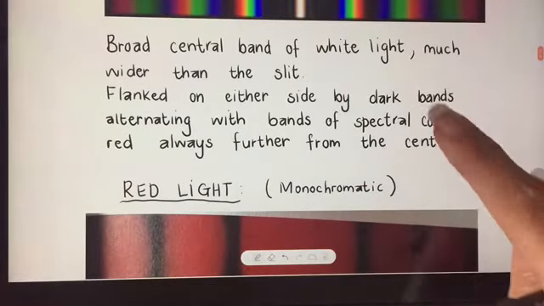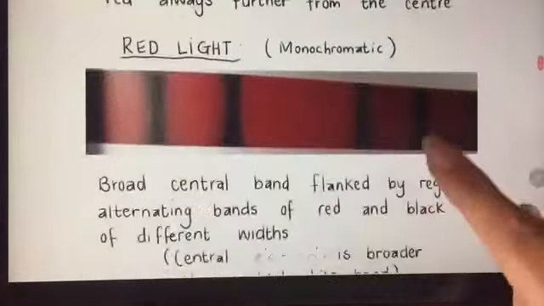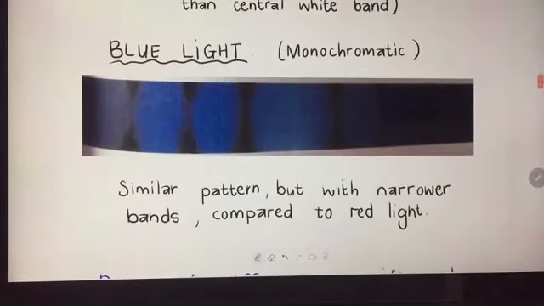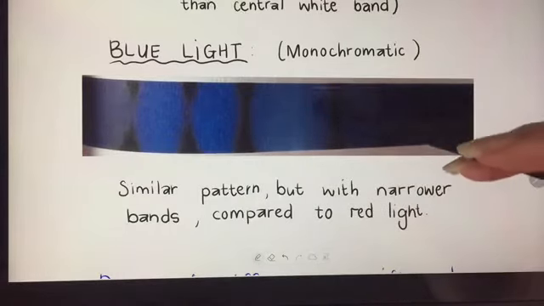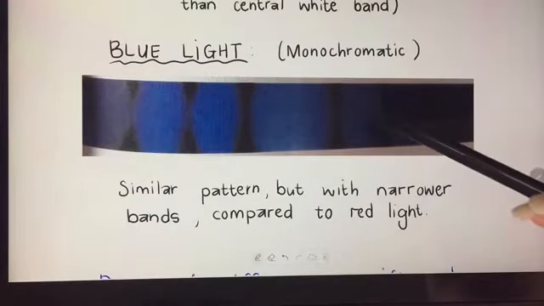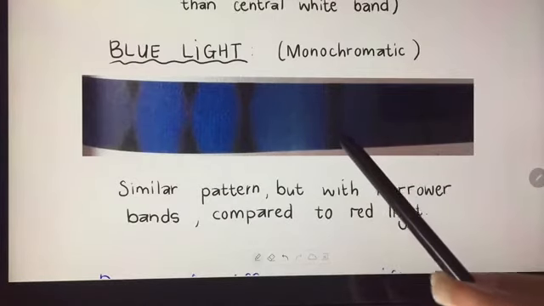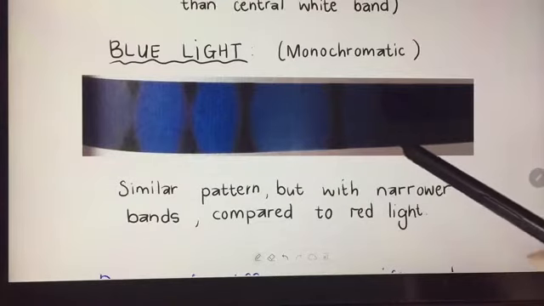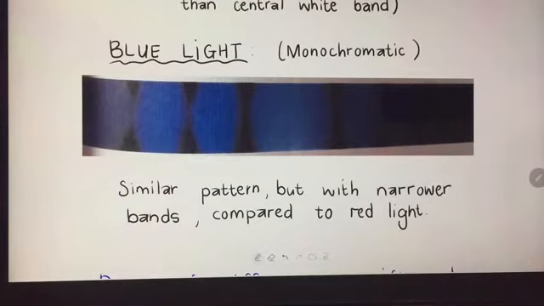And then lastly, if I replace the red light with blue light, once again this is monochromatic blue light because it's only blue light. The pattern then looks like this. So the central band over here, blue, and then black bands on either side, blue again, black, and so on. And although similar to the red light, all the bands are much narrower compared to the red light.